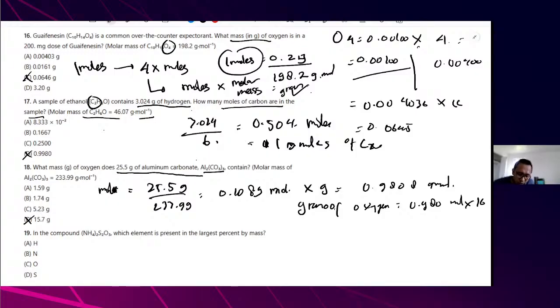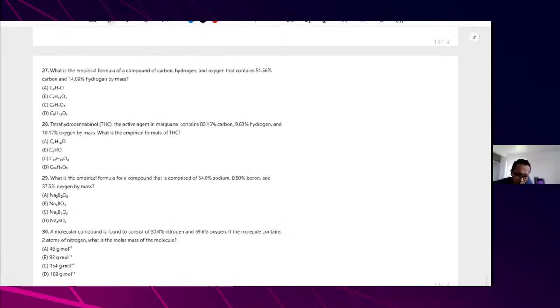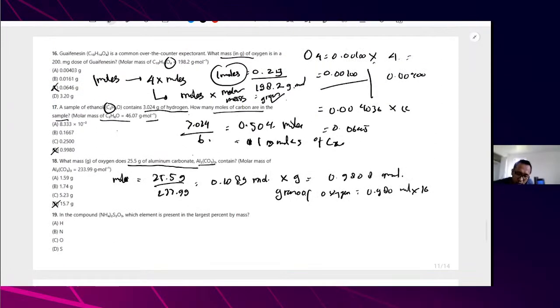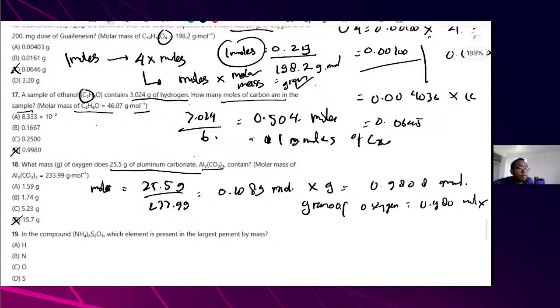And then the last question for this session. We will do the remaining questions later on, not now. In the compound, which element is present in the largest percent by mass? Like I mentioned, we need to determine the molar mass of each one.